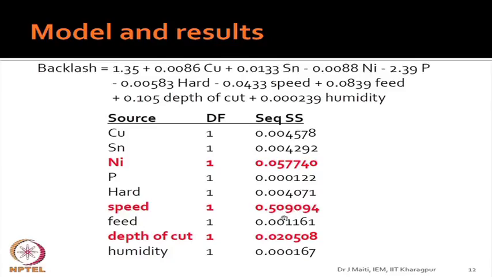more than 80 percent. Then followed by nickel, followed by depth of cut. Although the SS contribution of nickel is more than hardness, nickel is not significant and hardness is significant, because the variability of the estimate for hardness is much lower than the variability of the estimate for nickel. Getting me?